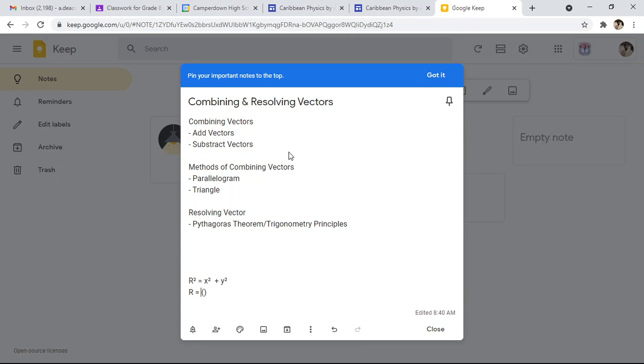Alright, square root. So all I need to do now is get the square root of both sides of this equation. And when I square root r squared, I get r. And when I square root x squared plus y squared, all of that is going to fall underneath the square root sign. Watch this now.